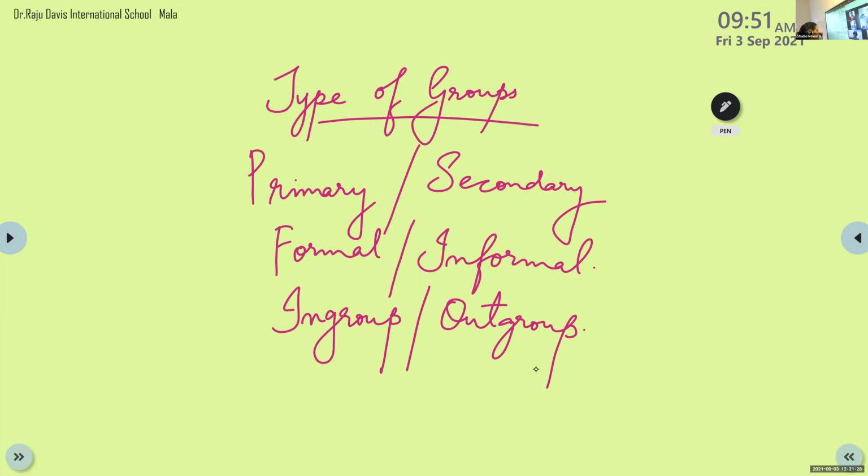Now, when you are born into that, or when you don't have a free will to choose the membership in a group, then that is primary. Did you understand the difference? Okay. So we'll see the examples.